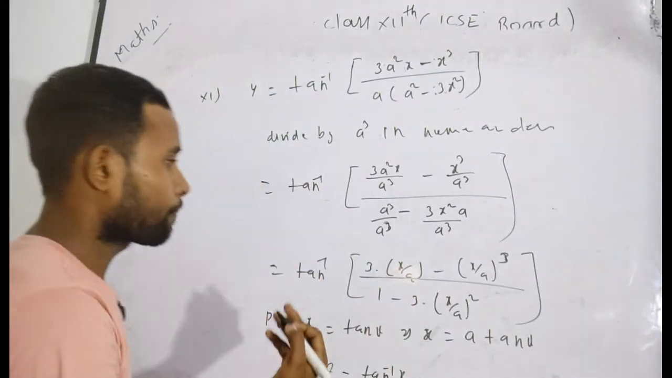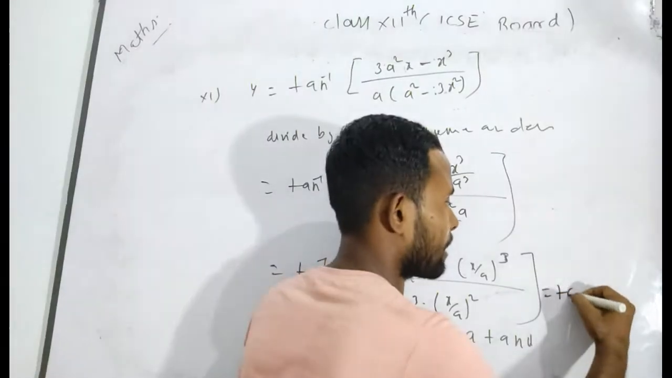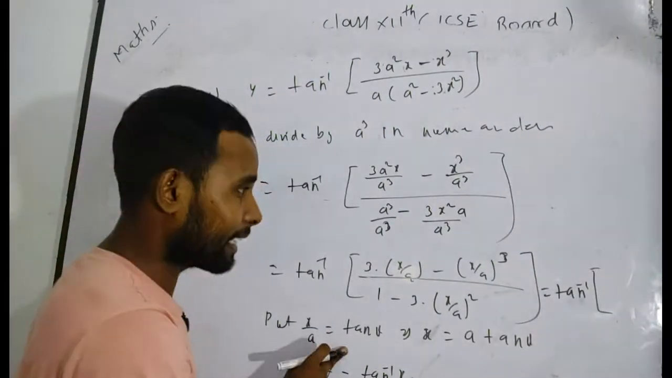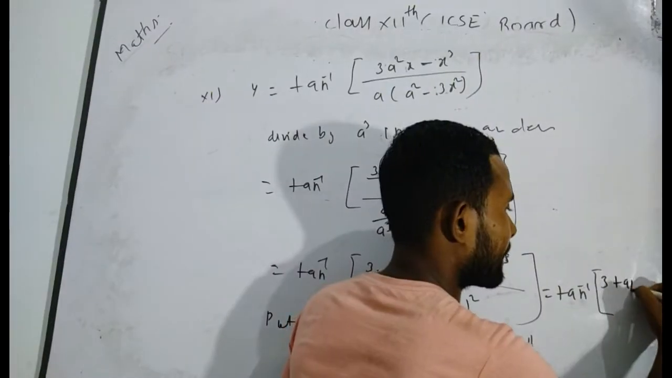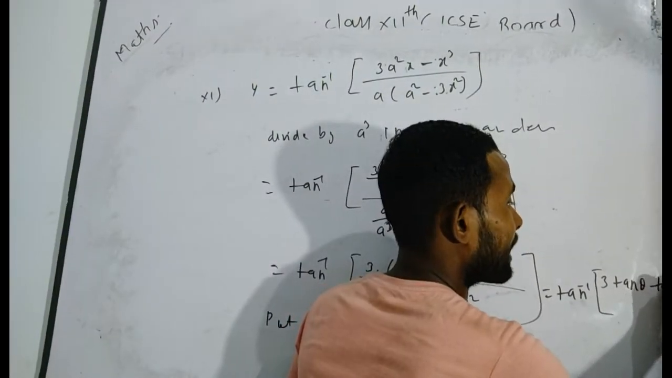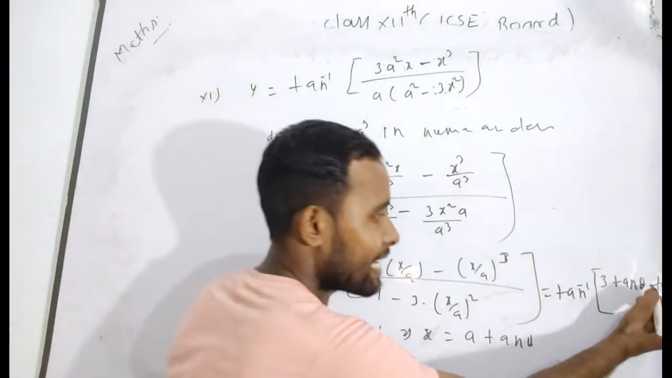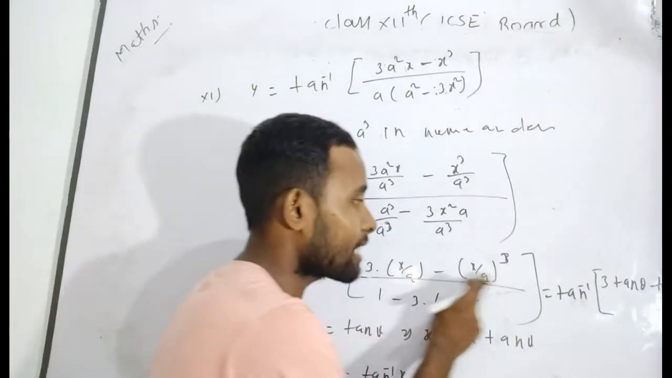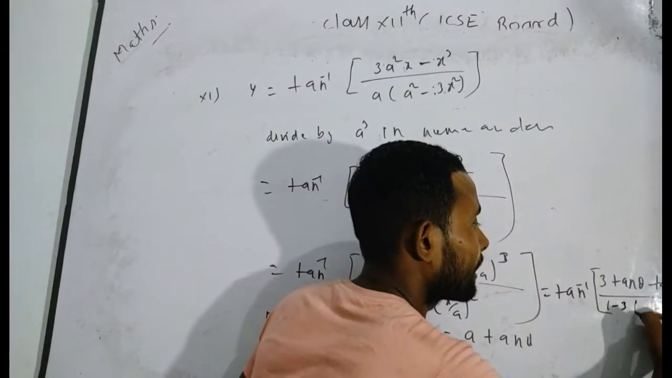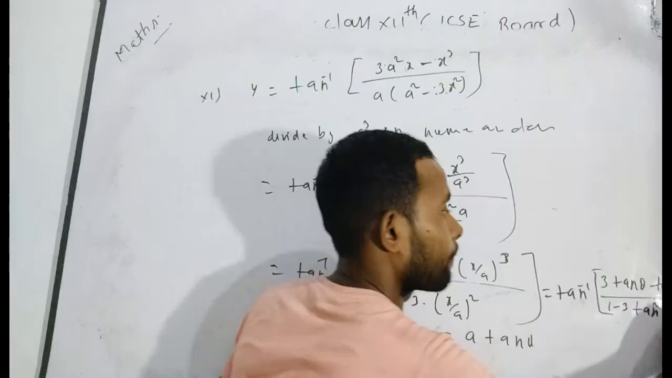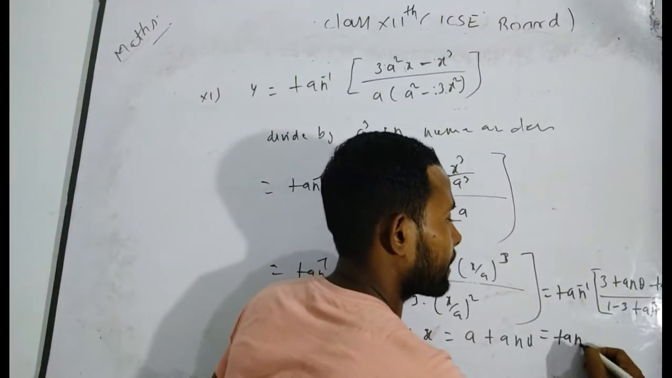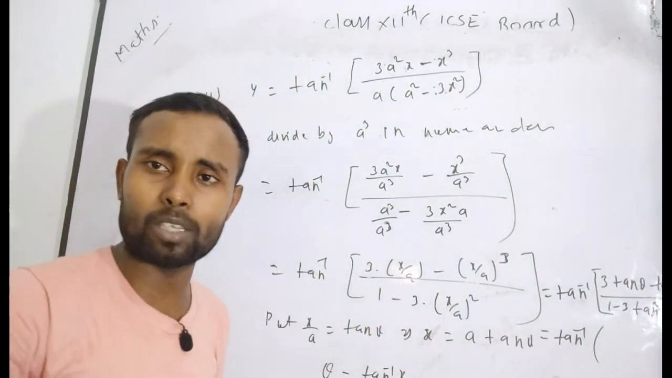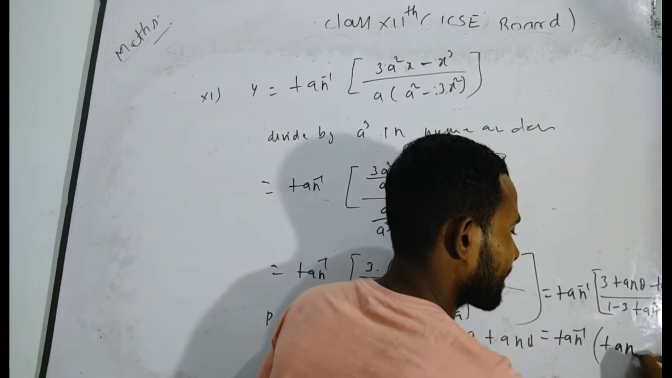I think you understand very well. Now you have to put here. After putting it, you will get tan inverse. 3 times x by a is equal to tan theta, so it will be 3 tan theta minus tan cube theta divided by 1 minus 3 tan square theta, because x by a is equal to tan theta. Have you understood? Finally it will be tan inverse. What is the formula of 3 tan theta minus tan cube theta divided by 1 minus 3 tan square theta? Tan 3 theta.